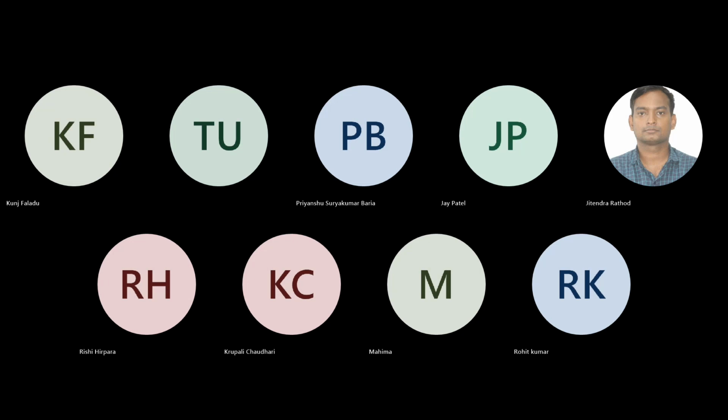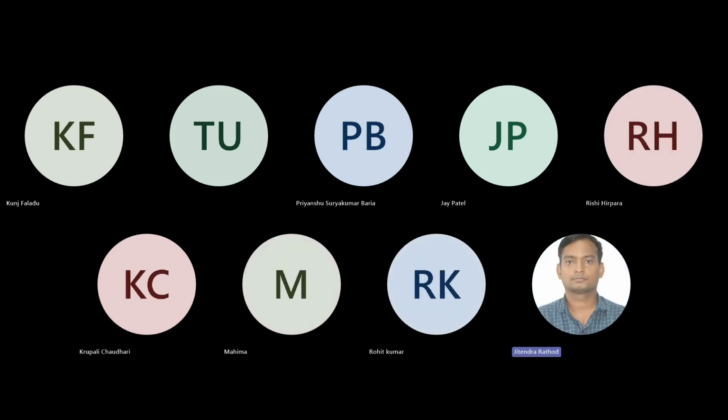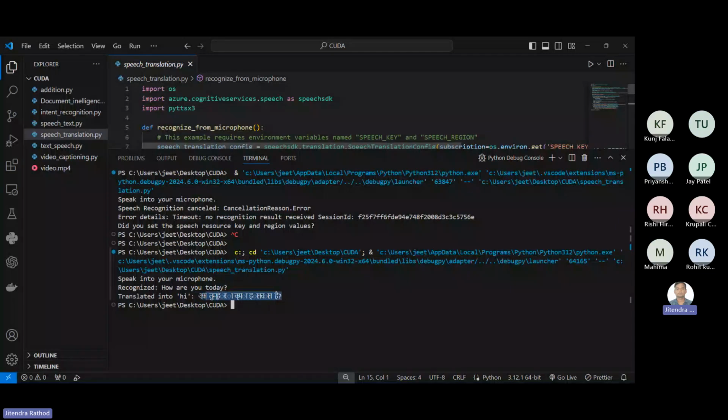Okay, now it's working. Right now I don't have a Hindi font available with me, so you can see the output is not printed in a properly structured way, but still I'm able to get the output. Translated to HI means Hindi. I have spoken in English and that text you can see here in Hindi.